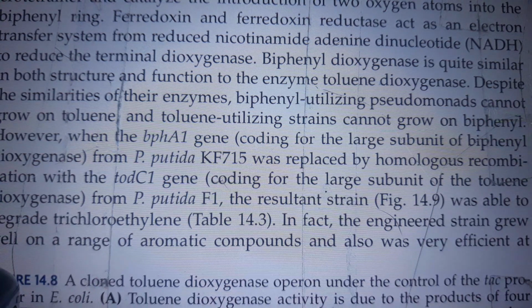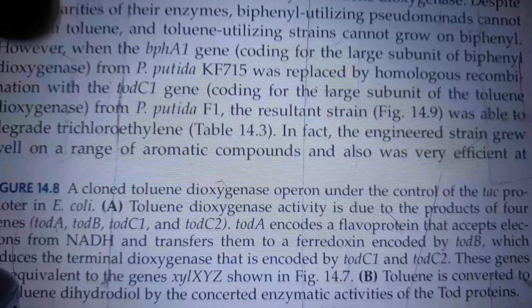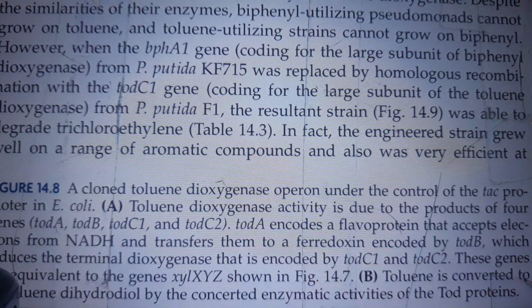Biphenyl dioxygenase is quite similar in both structure and function to the enzyme toluene dioxygenase. Despite the similarities of the enzymes, biphenyl utilizing pseudomonads cannot grow on toluene, and toluene utilizing strains cannot grow on biphenyl. However, when the BPH-A1 gene encoding the large subunit of biphenyl dioxygenase from PPU to the KF715 was replaced by homologous recombination with the TOT-C1 gene coding for the large subunit of the toluene dioxygenase from PPU to the F1, the resultant strain was able to degrade dichloroethylene.